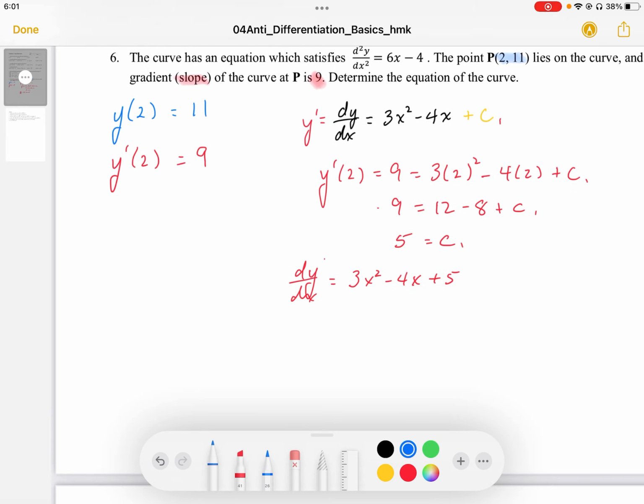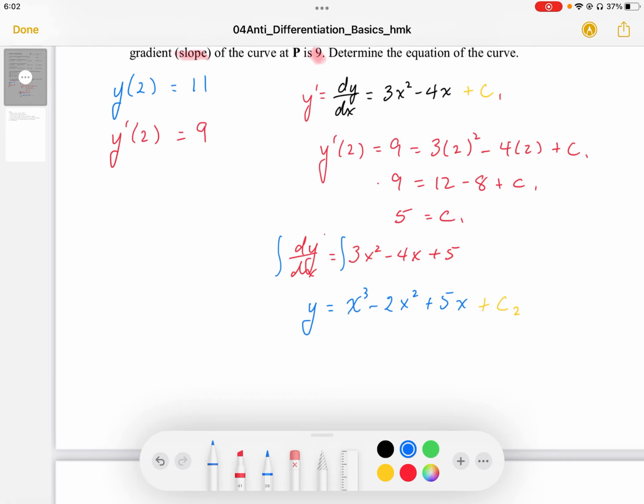Then, using that equation, I'm going to integrate both sides of this, and I'm going to get y. So anti-differentiating, I get 3x cubed minus 2x squared plus 5x. But I also have a plus c, and I'm going to call this c2. I need to solve for c2, and I can solve for c2 by using the ordered pair: x equals 2, y equals 11. I can plug in my 2 into my function and solve for c2.